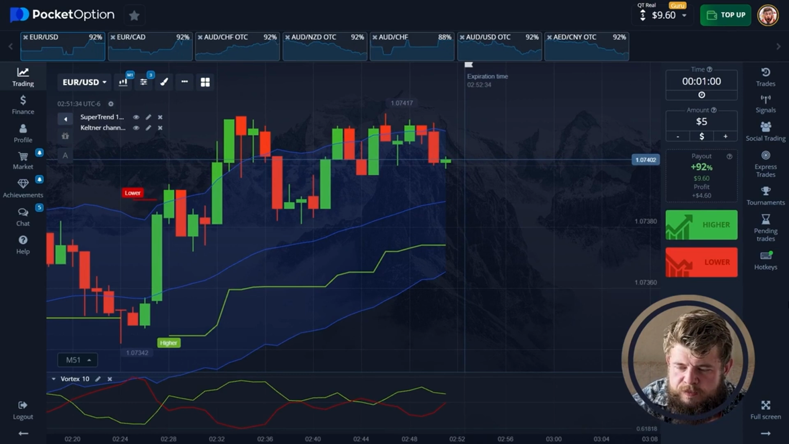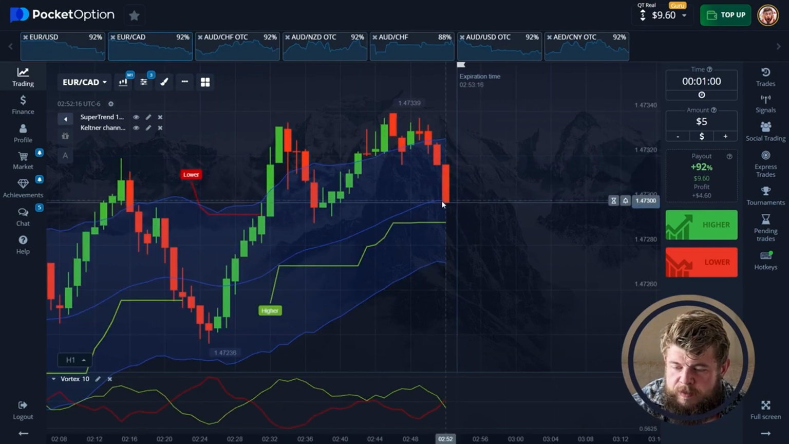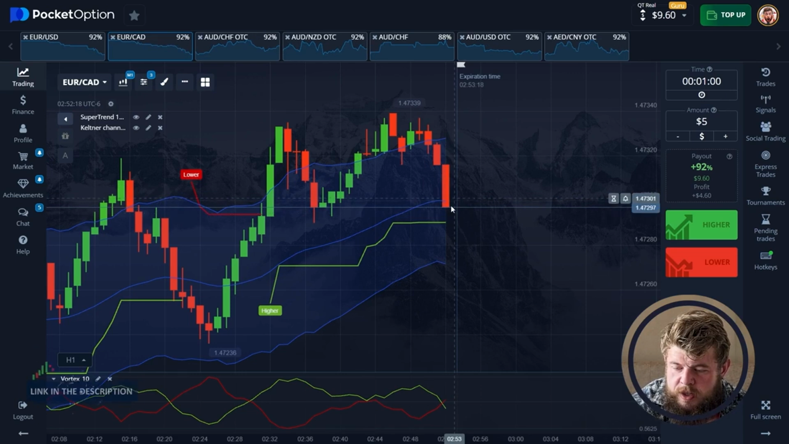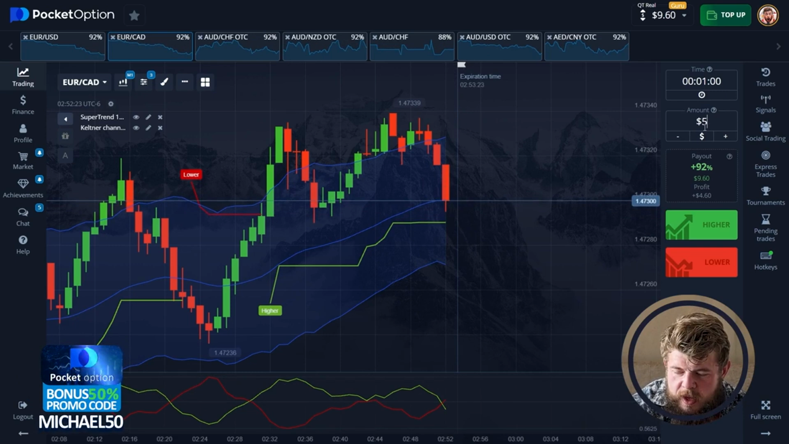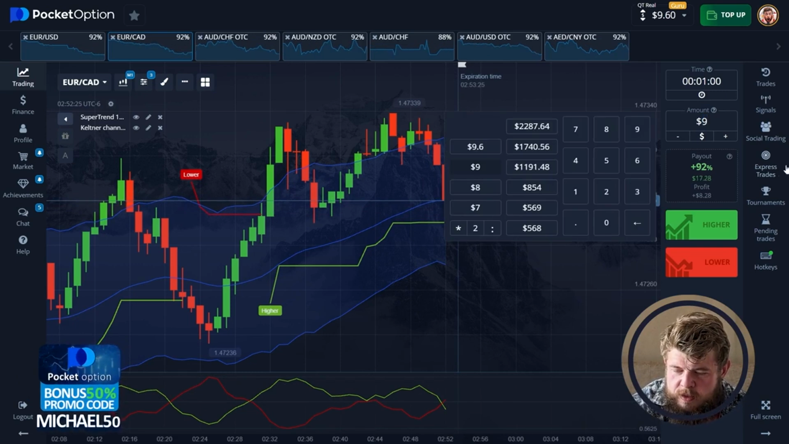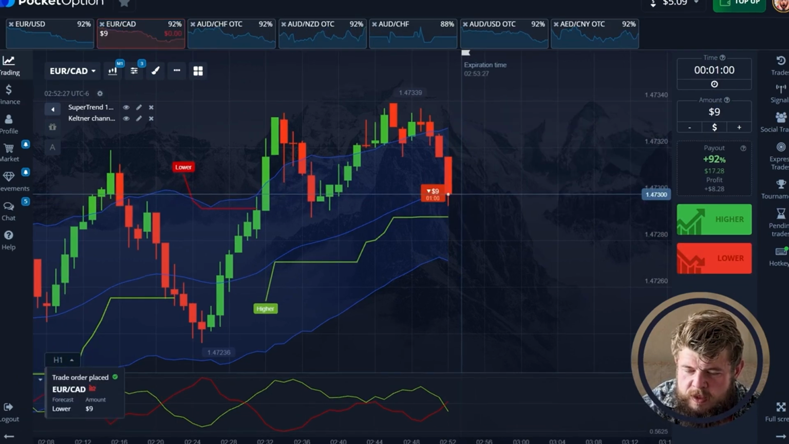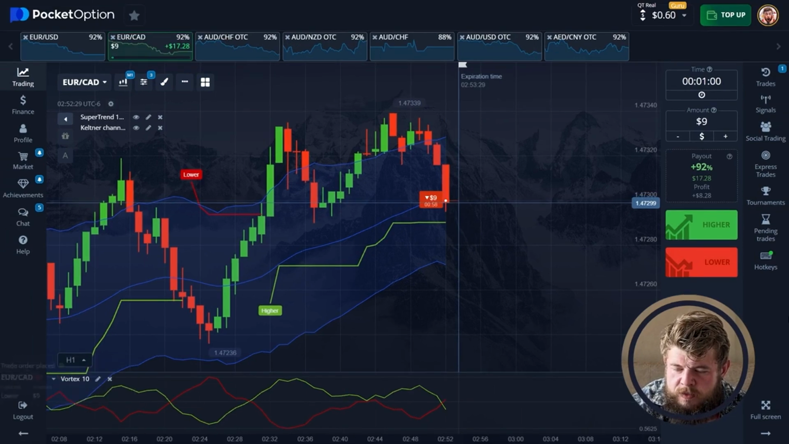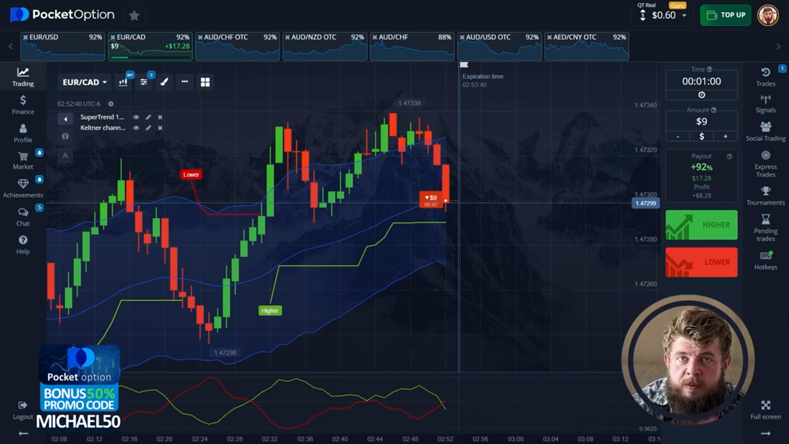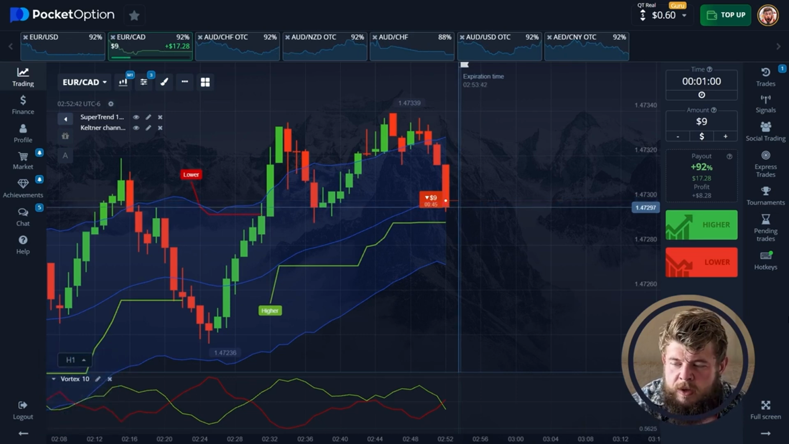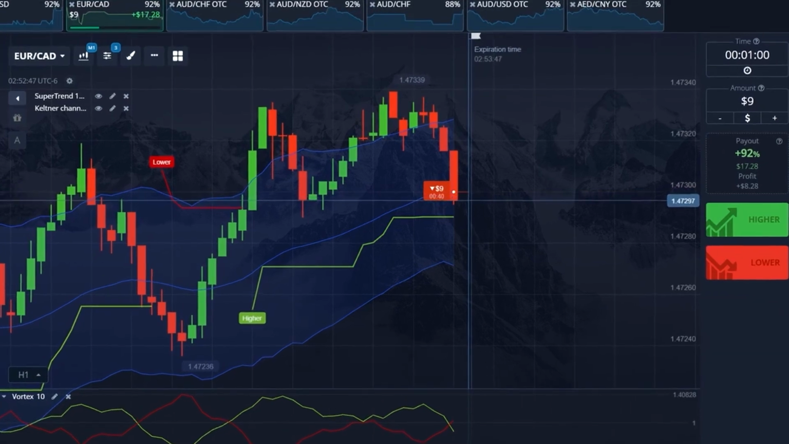Let's continue. Okay, so what do we have here? According to the current chart, price is going to break through the middle line of the Keltner channel. And according to the Vortex, we're also in the sell zone, so that's why let's open sell position in continuation of the current drop, because we're highly likely to continue dropping towards at least the bottom line of the Keltner channel. So that's why we have opened sell position here, investing our $9 here.